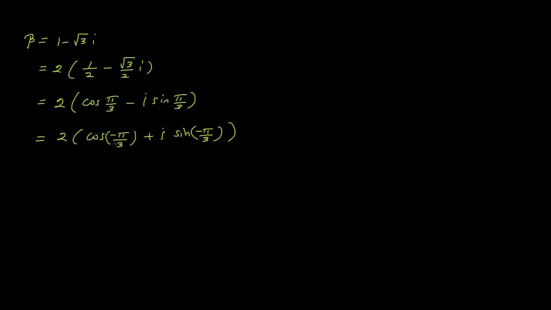You will see cos minus pi by 3. If you are thinking, sir, how can we write cos pi by 3 as cos minus pi by 3? Yes, we can, because cos theta is the same as cos of minus theta. And how are you writing minus iota sin pi by 3 as iota sin minus pi by 3? Because sin minus theta is minus sin theta. Understood? So this is my beta. I can write beta is equal to 2 into cos of minus pi by 3 plus iota sine minus pi by 3.